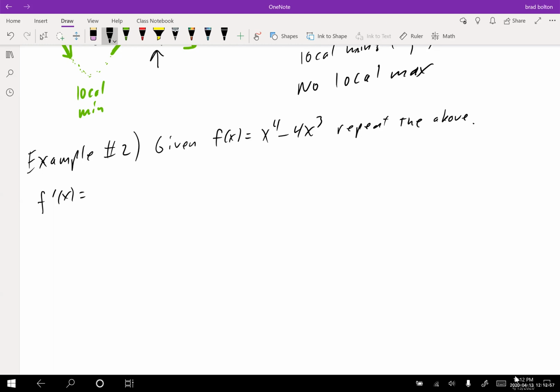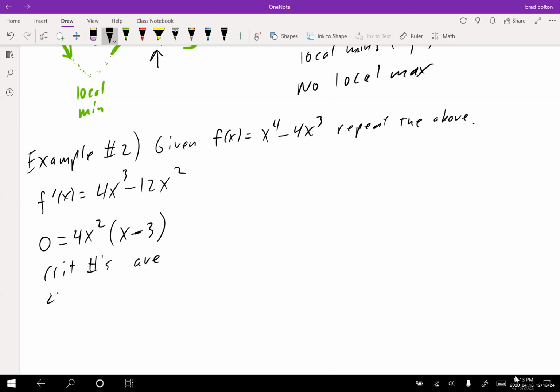Okay, so we take our derivative and we should get 4x cubed minus 12x squared. So now what we do with this is we set it equal to 0 and we factor out a 4x squared. And that'll leave me with x minus 3, I believe. So that means our critical numbers are 4x squared equals 0 and x minus 3 equals 0. So x equals 0 and x equals 3.